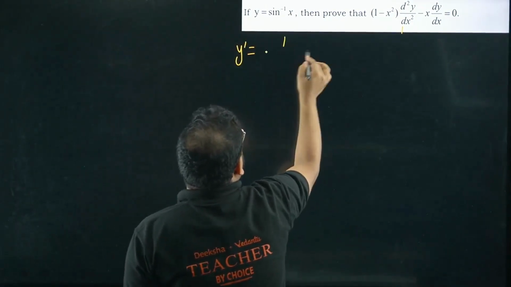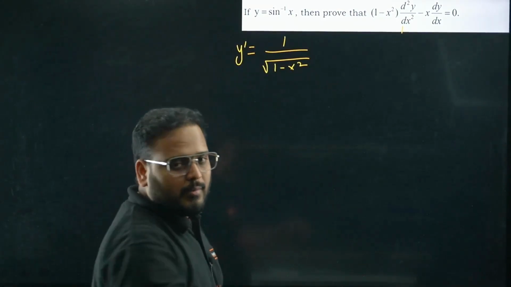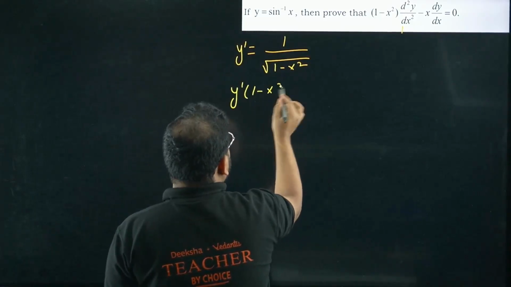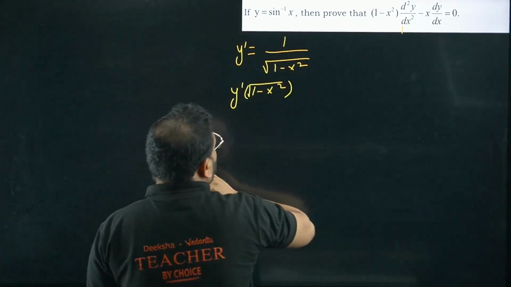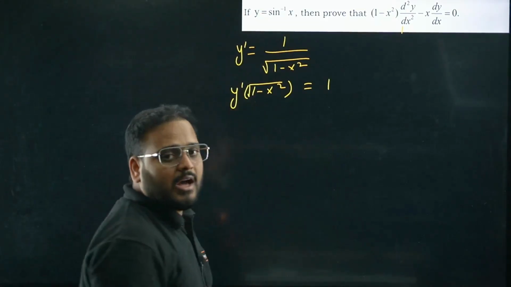It will become 1 upon root of 1 minus x square. Now multiply on this side, and you get y dash into root of 1 minus x square, and then that is equal to 1. Now take the differentiation again.